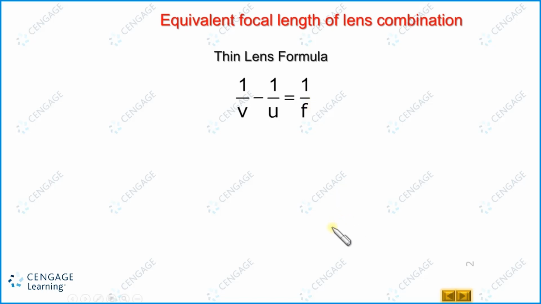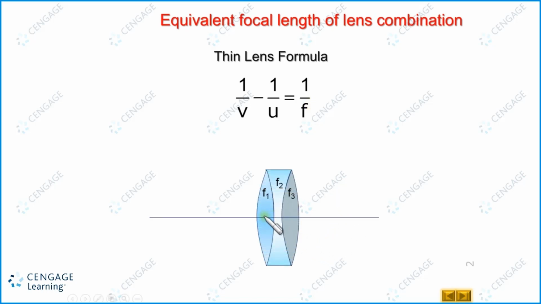Now consider one situation. Suppose we have placed n lenses in contact with each other. In the diagram you can observe 3 lenses, but this is a combination of n lenses, right? Now consider an object placed at a distance u from the first lens. Because we have considered thin lenses and the thickness of each lens is negligible, we can consider the thickness of this combination also negligible, right? That means the distance of this object from any of the lenses can be considered as u.